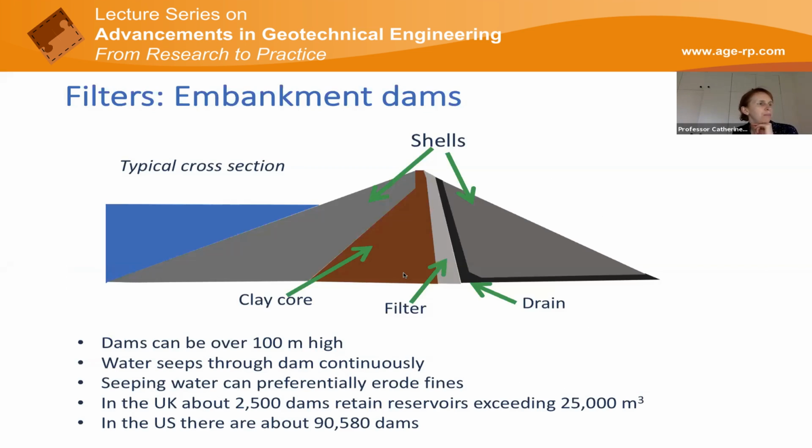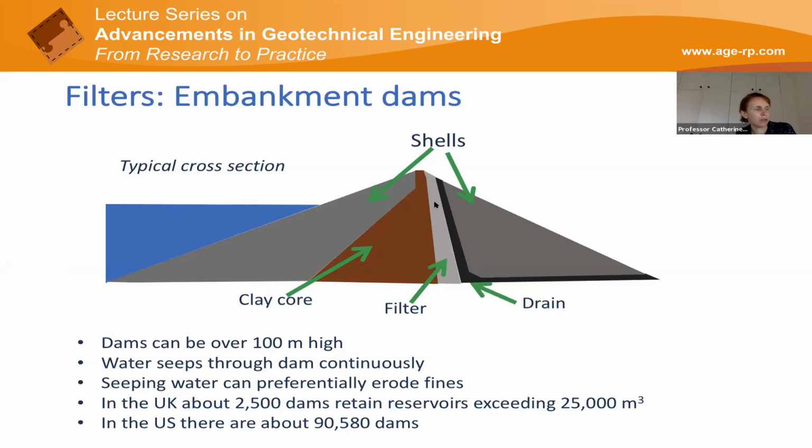And just to make sure everyone's on board with this, this is a cartoon of a typical embankment dam. So we have a reservoir, and the dam is retaining the water in that reservoir, maybe for flood control or maybe for hydroelectric power. In the middle of the dam, we have our low permeability clay core, and that's the bit of the dam that works to retain the water. It's supported by shells, which are also made up of a granular material.